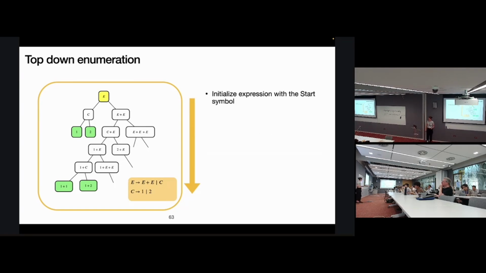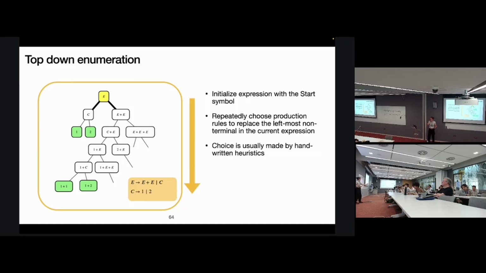So we initialize with the start symbol, and then we repeatedly choose a production rule to replace the leftmost non-terminal in the current expression. This choice would probably be just pick the first one if we're implementing it naively. Maybe there's heuristics. So in this instance, we've picked the production rule that replaces E with C, and then we look at what production rules we've got, we pick the next one until we get a complete program, or until we hit a depth limit, because there is obviously a problem here that we could just keep going forever, because there is an infinite number of programs of the form E plus E plus E plus E plus E plus E plus E.